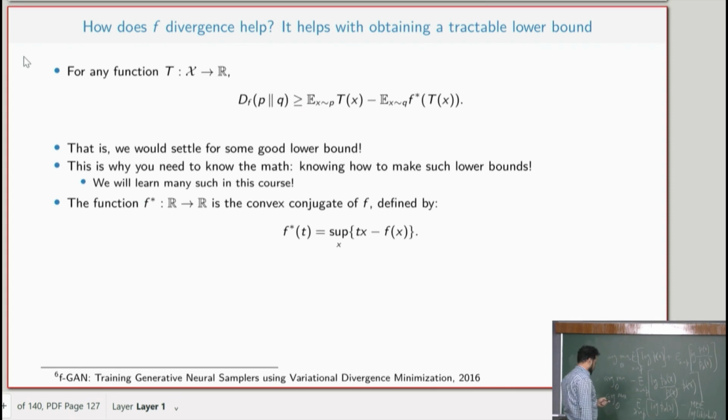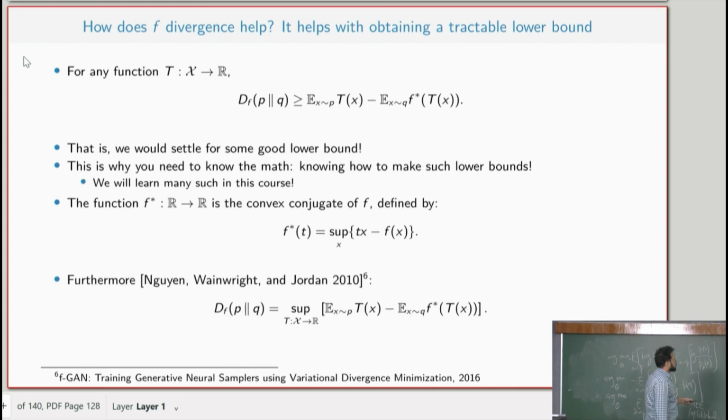It's the conjugate function, and this result is a specific case where I choose any T, then I get a lower bound. But if you take the supremum of this, if you maximize this over T, then you get exactly the f divergence. That's the result by Nguyen in 2016. So basically, what we will do now is look for the lower bound and how we can get such a lower bound.